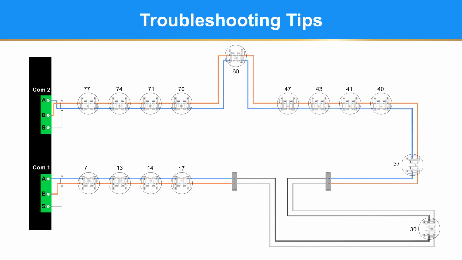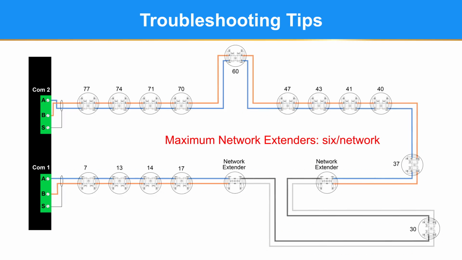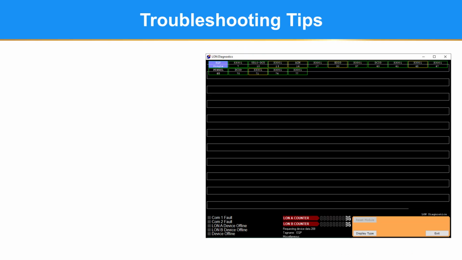This is a good application for a network extender. Try putting 1 or 2 extenders in where the network is spliced, but remember, the maximum network extenders per network is 6. Figuring out if the LAN fault and devices dropping offline is being caused by interference or reflections caused by impedance mismatch can be difficult, as there are a lot of things to think about. But here are a few things to look for.